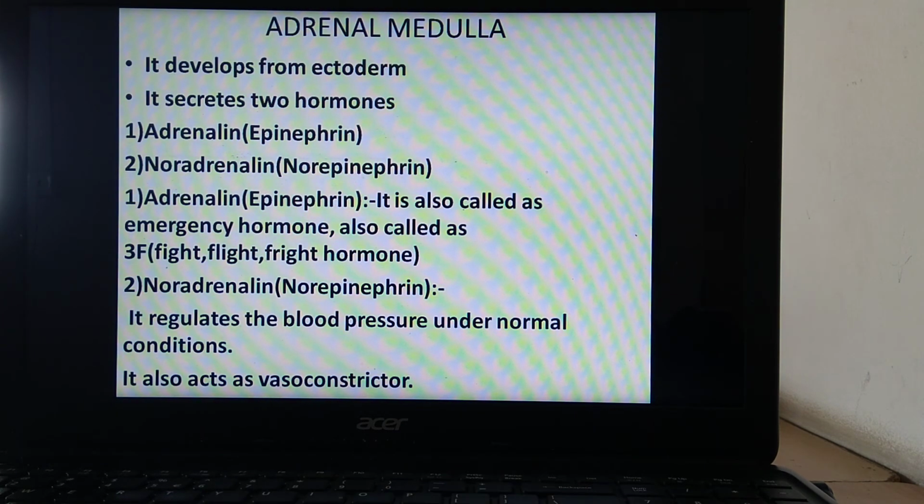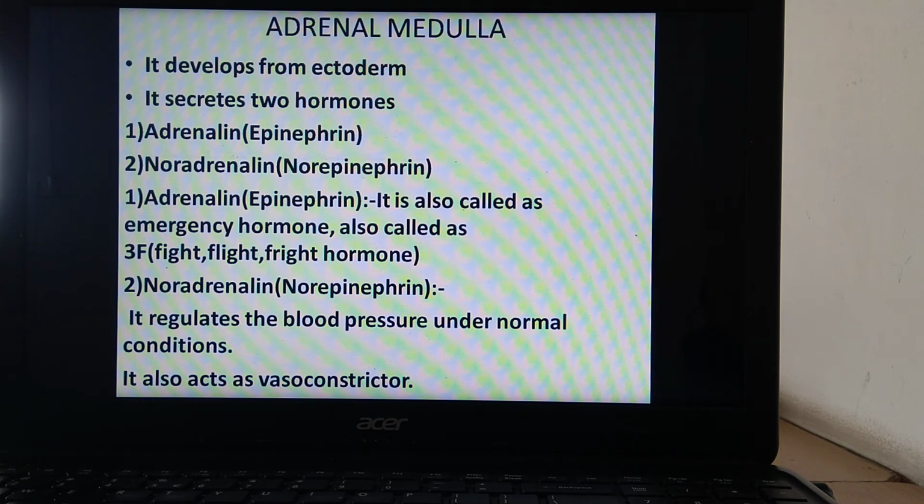Then the second part is called the adrenal medulla. What is this adrenal medulla? It is the inner part of the adrenal gland. The outer part is the adrenal cortex and the inner one is called the adrenal medulla. So this adrenal medulla, remember that it develops from the ectoderm, that is the outer region.